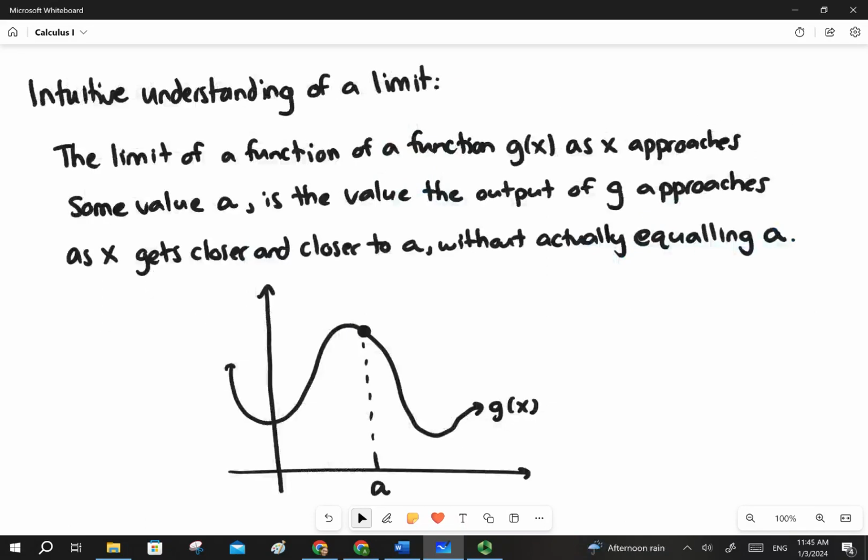An intuitive understanding of what a limit of a function is would be that the limit of a function, g of x, as x approaches some value a, is the value that the outputs of g approach as x gets closer and closer to a without actually equaling a. This is not nearly precise enough for mathematics, and we will formalize it more later, but for now, this is a good working idea of what a limit is, and it will allow us to look at some simple examples.